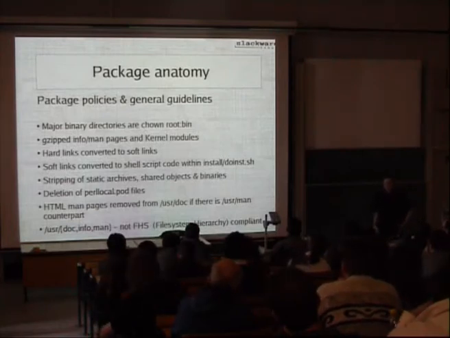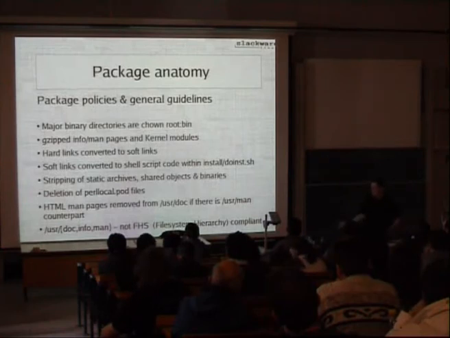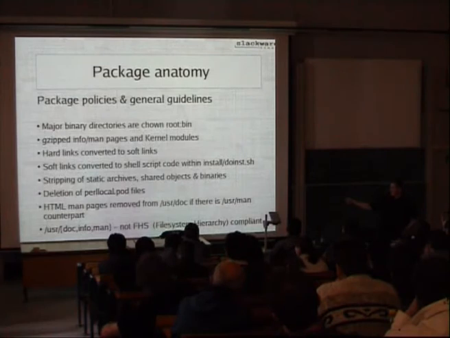Slackware does, however, maintain symlinks in /usr/share, which is where the distribution keeps these directories, so /usr/share/man and /usr/share/info. But in the Slackware package, you will not find documents in /usr/share. They will be in /usr/man and /usr/info.